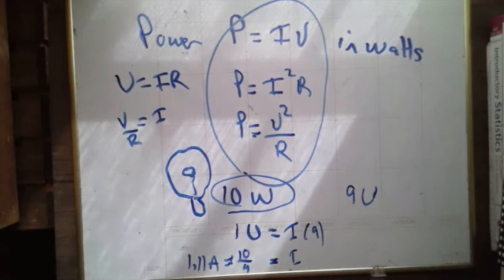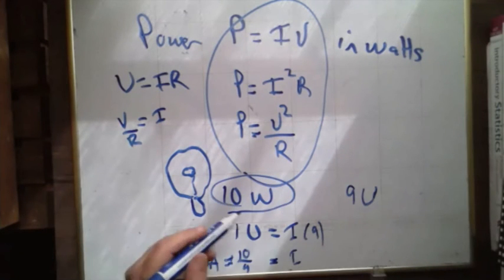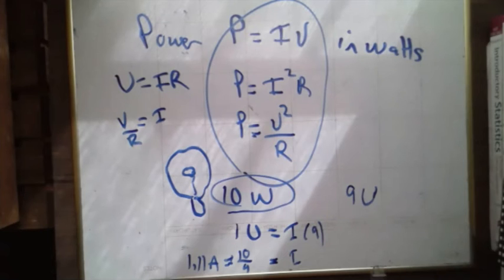We're going to have problems later where we hook these up in series. What kind of brightness do we get from each one? If we hook them up in parallel, what kind of brightness do we get? In all of those, we're going to calculate the power that actually goes through the bulb. Okay, that's really the entire chapter.